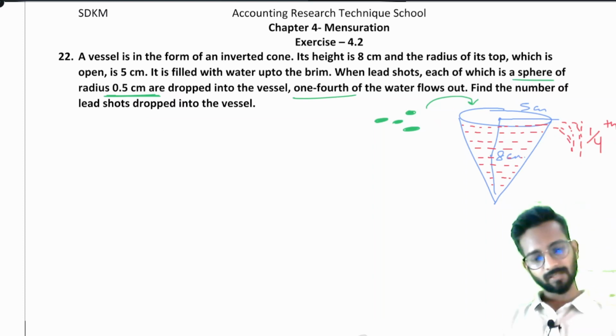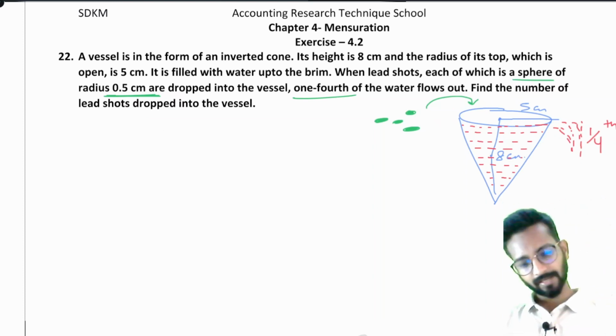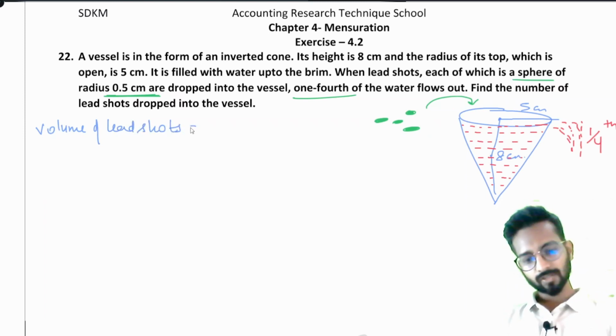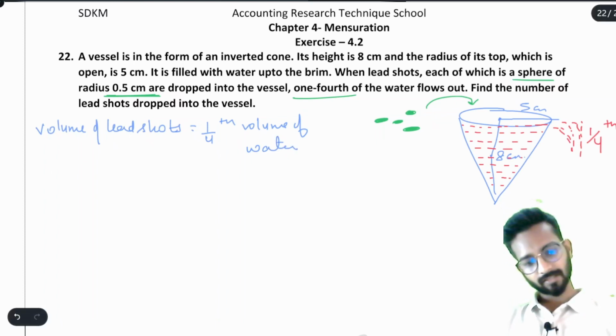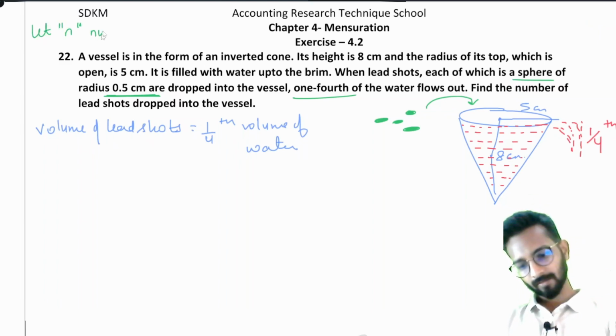See, it's very easy. I can write here that the volume of lead shots, whatever volume of lead shots is there, we have put into the cone. So the volume of water which has come out of that vessel is the volume of lead shots. How much volume has come out? You will say 1/4 of the volume of water has come out. So let n be the number of lead shots.